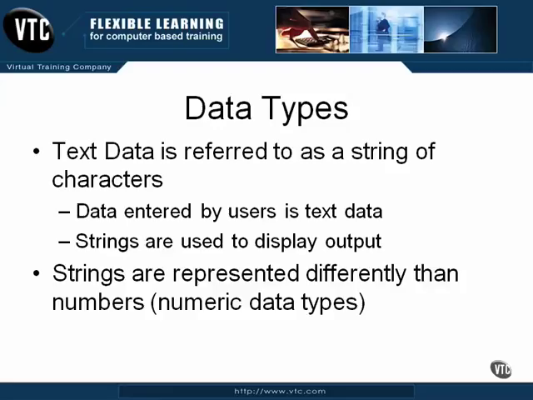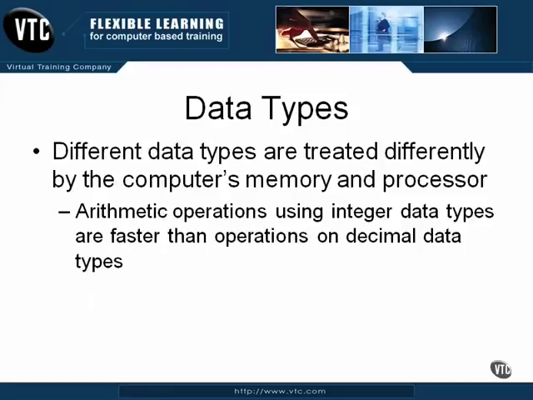Strings are represented differently than numbers, in that typically strings are not used in calculations. Different data types are treated differently by the computer's memory and processor also. For example, arithmetic operations using integer data types operate much faster than operations on decimal data types. So you can improve the efficiency of your applications by choosing the appropriate data type.